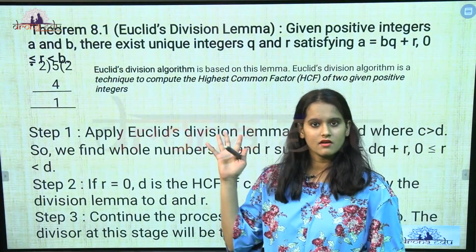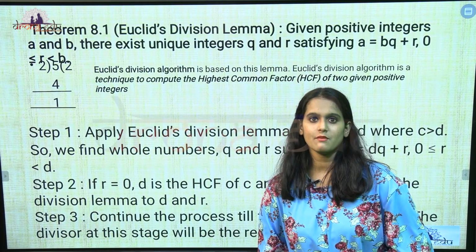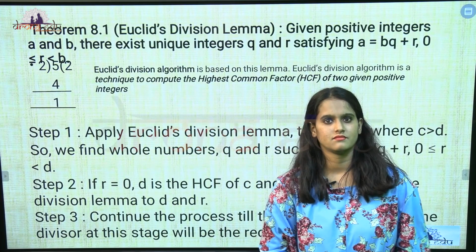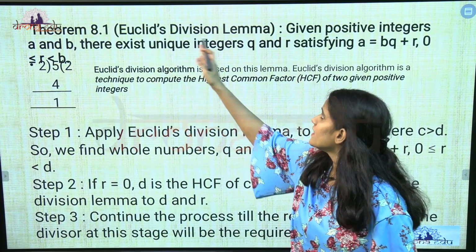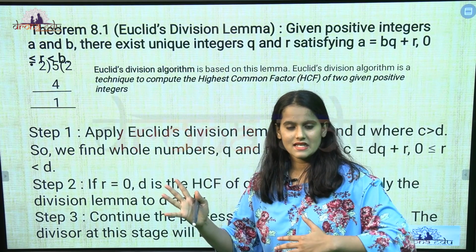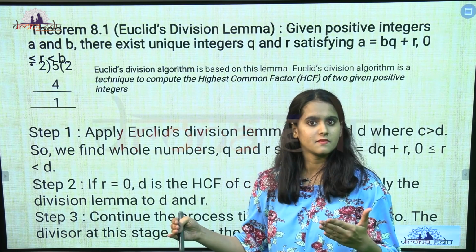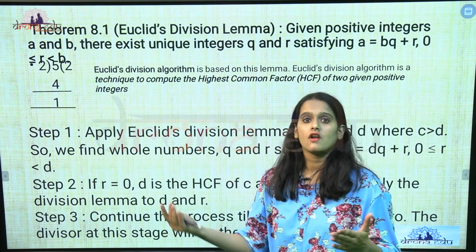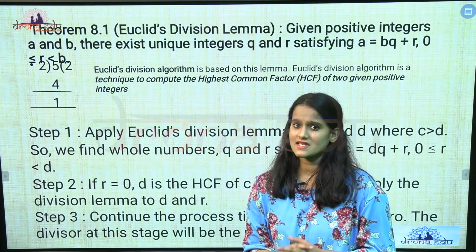Yes, for that interconnection we are going to get a theorem, which is 8.1. This is nothing but Euclid's division lemma. So this is a statement, and with this he created an algorithm. What algorithm? A division algorithm. So let's see what this lemma is.